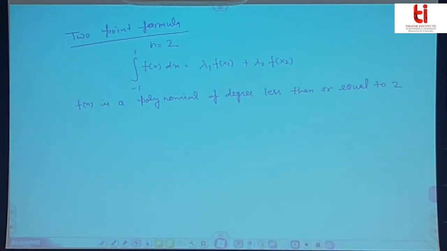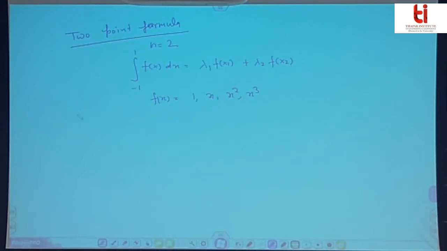So here, in order to make the method exact, we have to choose the value of f(x) as 1, x, x square, x cube. It is only possible when we take 4 values of f(x), starting from 1 to x cube. Otherwise we cannot compute the values of lambda and x, because there are 4 unknowns, so we require 4 equations.